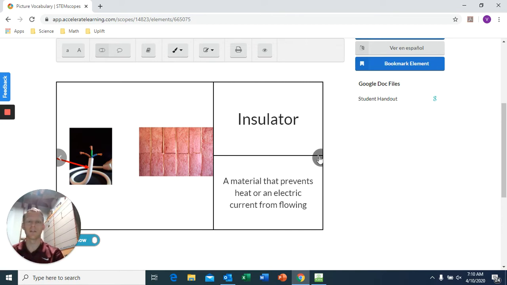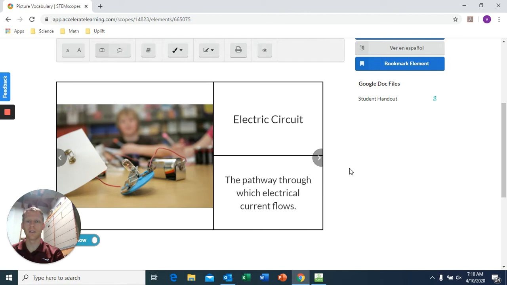Now, let's talk a little bit about what we call it when that electric current moves. We can see on the screen that we call this an electric circuit. That is the pathway through which electric current flows, the path that the current follows as it moves from one place to another. Now we need a few specific things in order for the electric current to flow easily, or maybe even to flow at all.